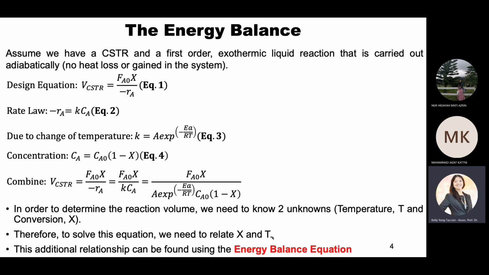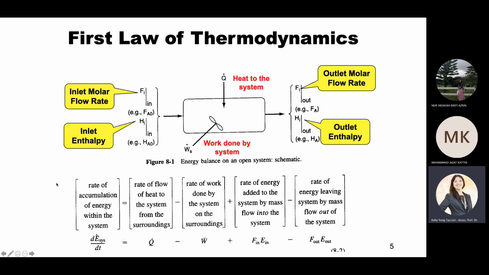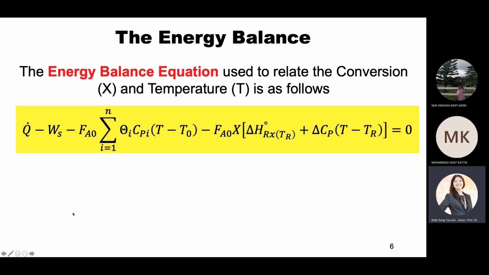So bila kita dah dapat dua pemboleh ubah ni, we can solve X and T, then baru kita boleh cari volume. Okay, so energy balance equation ni is based on our first law of thermodynamics. So saya tak akan explain lah how you derive. Kalau nak explain pasal derivation ni, actually it will take another 5 to 10 slides untuk derive how you get the final equation. But as you know, okay, yang penting for us is actually to solve problems using the equation that is derived. Okay, so I will go directly to the equation.